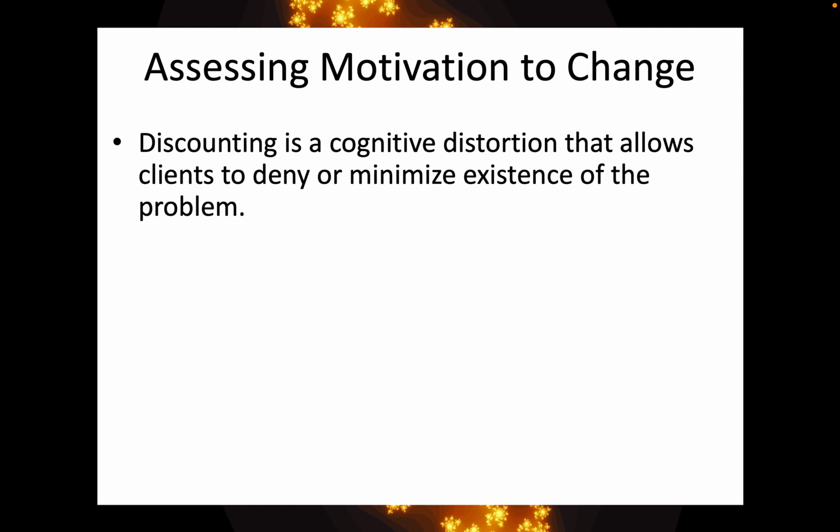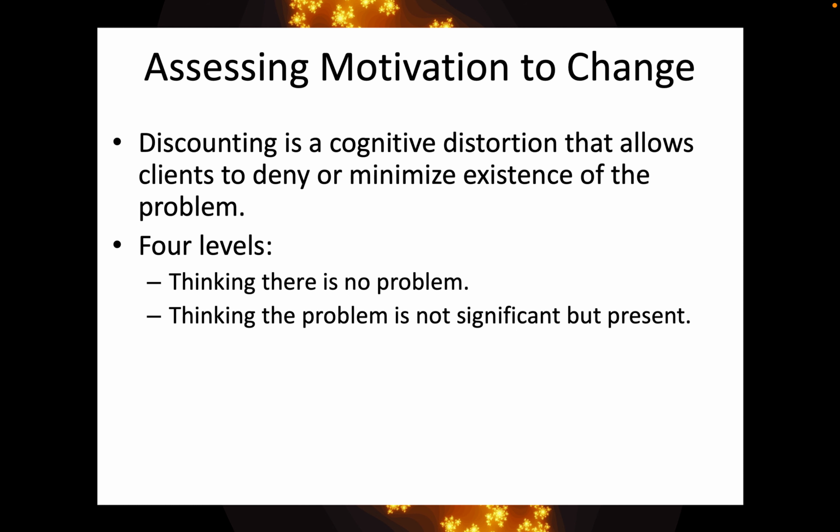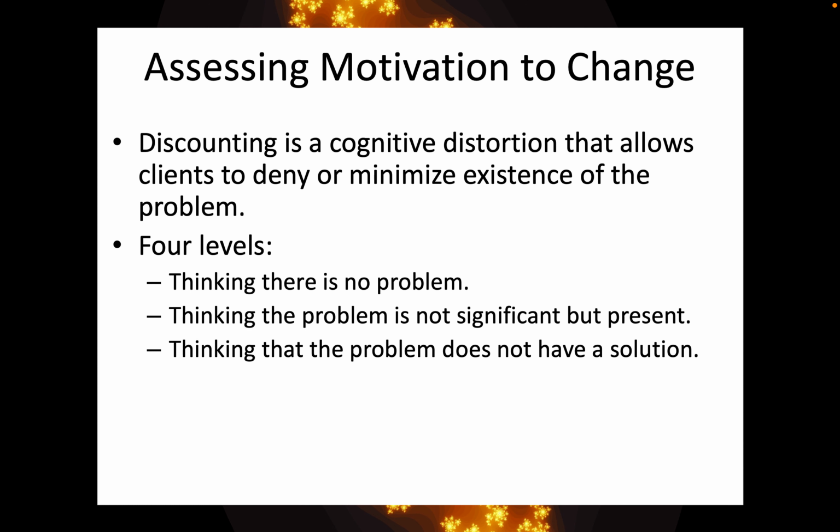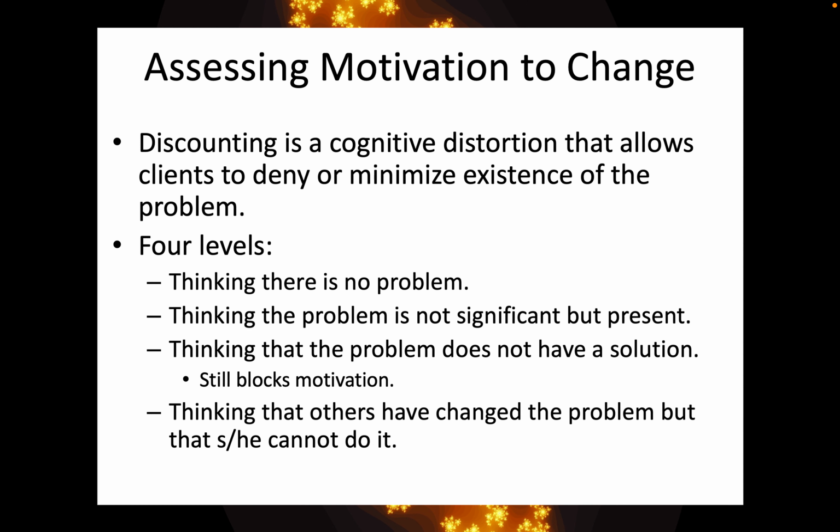And of course, I wasn't the one talking to them. It was the doctor or the nurses that were talking to them, but they would be in denial about having a problem. Four levels of discounting: thinking there is no problem, of course; thinking the problem is not significant but present; thinking that the problem does not have a solution, they will still block your motivation; and thinking that others have changed the problem, that he or she cannot do it.